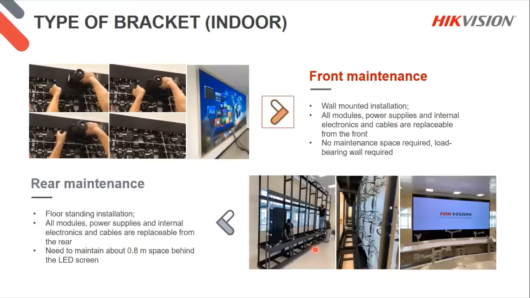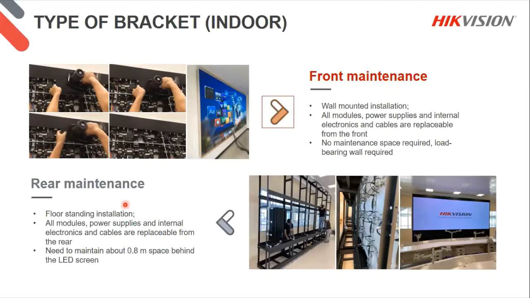All right, so if we're looking at the type of brackets, I already briefly mentioned this before, but we've got different kinds of brackets for indoors and outdoors. We're going to get to the outdoors now, but there are two types for indoors. We've got the rear maintenance one, and we've got the front maintenance one. I already mentioned the front maintenance one a little bit earlier. That makes up for wasted space, where you can push your monitors all the way against the wall. You don't have to have space behind the wall to maintain and assemble the system, which creates a little bit more space in your control room or wall room.